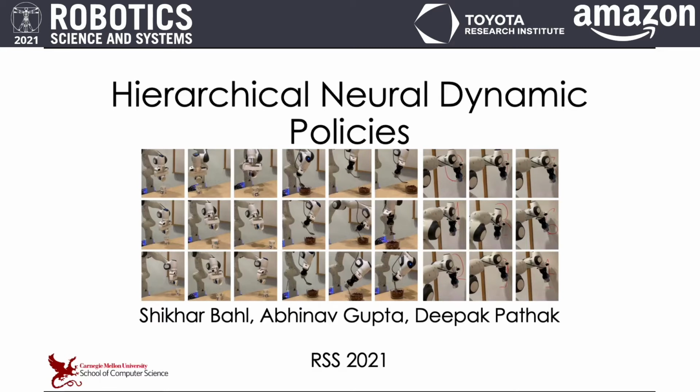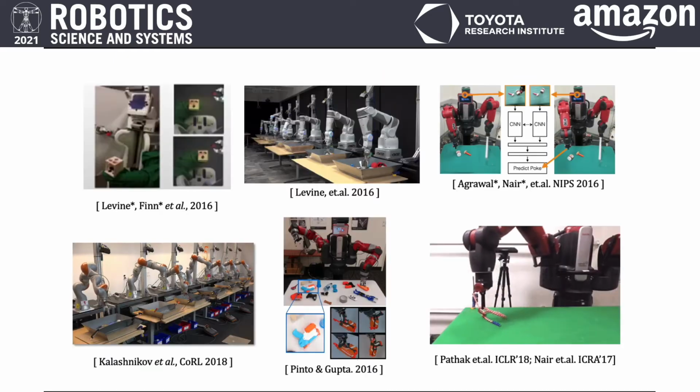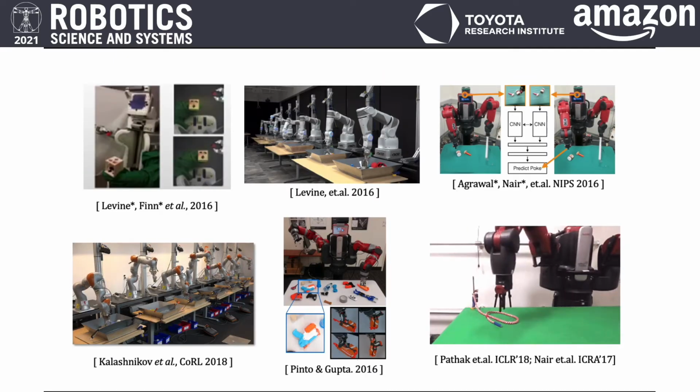Hierarchical Neural Dynamic Policies. Current robot learning methods take in an observation as input, process it via a black box neural network policy, and output a low-level action. We then take that action, get a reward, and update the policy. This kind of setup has been successful and applied to a lot of tasks, as you can see here. But they all have one commonality.